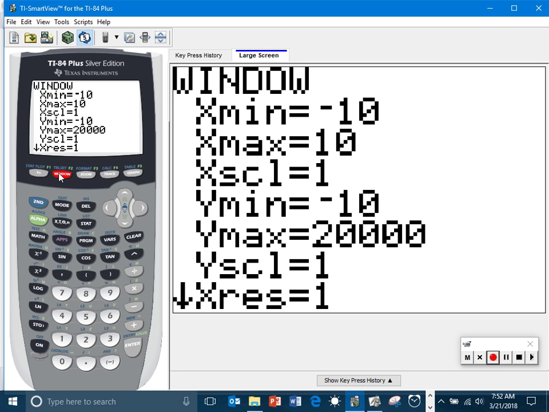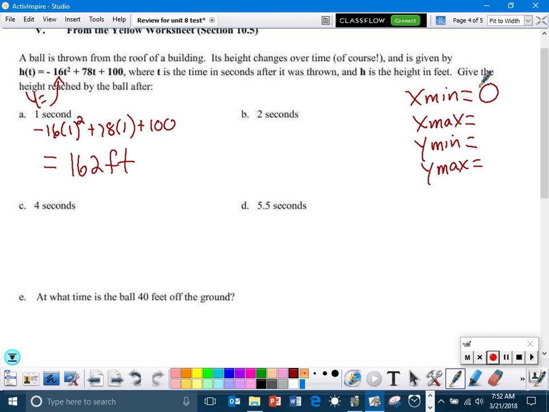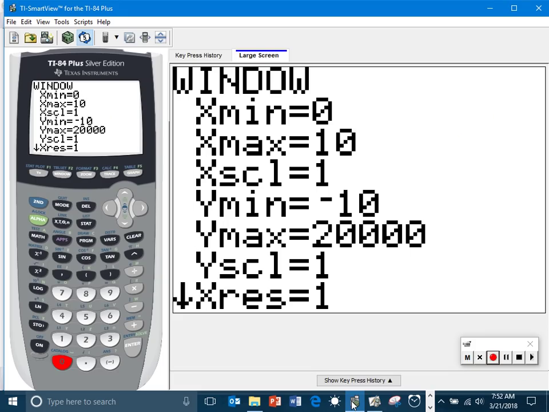Now, we want to see the ball flying through the air. So our minimum X is going to be 0. Okay, let's do it on here first. Our maximum X is going to be 10. Our minimum Y is going to be 0. Now, this ball is going to fly fairly high into the air, so we're just going to make a nice round number like 300, because it might fly 300 feet in the air, we don't know. All right, so let's go and fix that on the calculator. So X min 0, X max 10, Y min 0, and Y max 300.